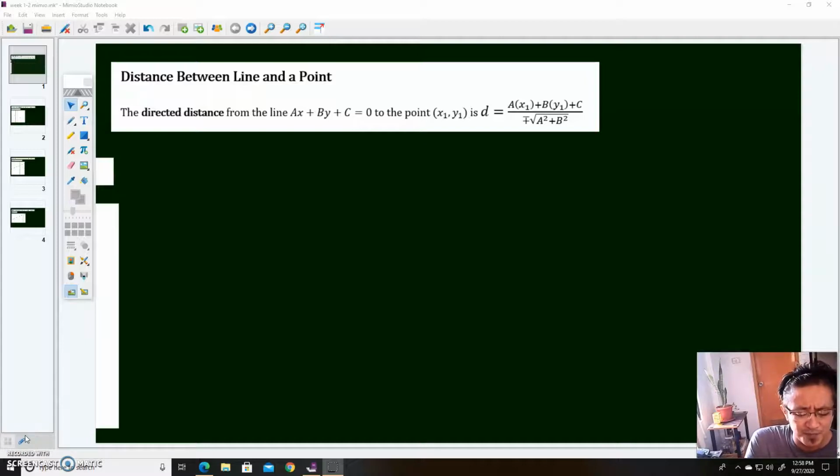This is actually a very simple lesson. The directed distance from the line ax plus by plus c equals 0 to the point x1, y1 is given by this formula.